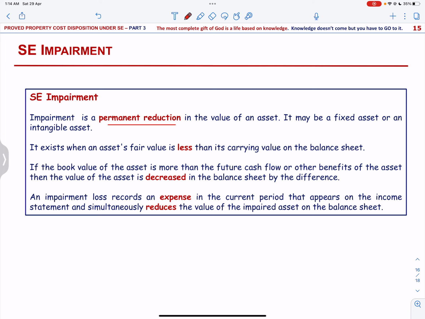The company periodically compares the current book value with the total profit, cash flow, or other benefits that can be generated by the asset. If the book value of the asset is more than the future cash flows or other benefits of the asset, then the value of the asset is decreased in the balance sheet by the difference. Impairment results because of some unusual events like legal or economic conditions, a change in consumer demand, or any damage that impacts an asset. An impairment loss records an expense in the current period that appears on the income statement and simultaneously reduces the value of the impaired asset on the balance sheet.